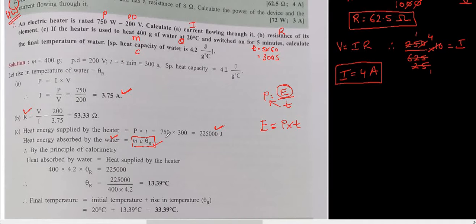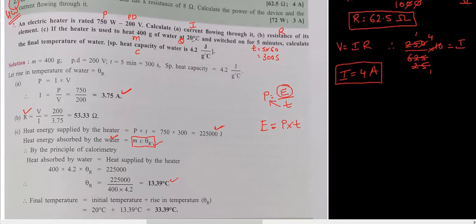Now by the principle of calorimetry, heat absorbed is equal to heat supplied, right? That means 400 multiplied by 4.2 multiplied by theta R is equal to this much amount of joule. So this is the energy supplied by the heater. So theta R is equal to what? 225,000 upon 400 multiplied by 4.2. If you calculate, you will get 13.39 degrees centigrade.